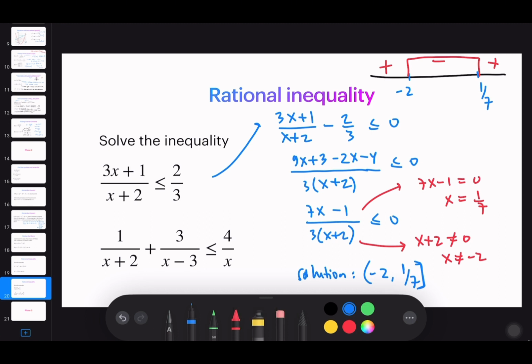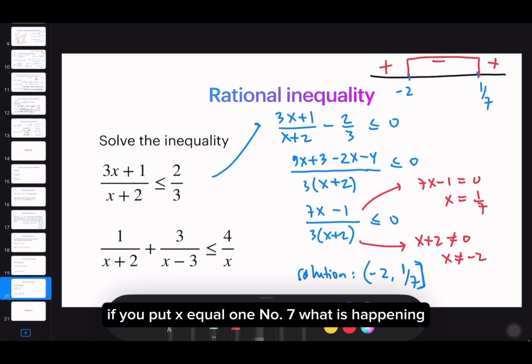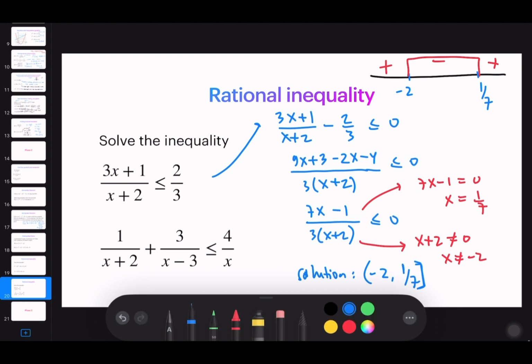If you put x equal 1/7, what happens here? 7 times 1/7 is 1. So 1 minus 1 is 0. Yeah, it's 0.